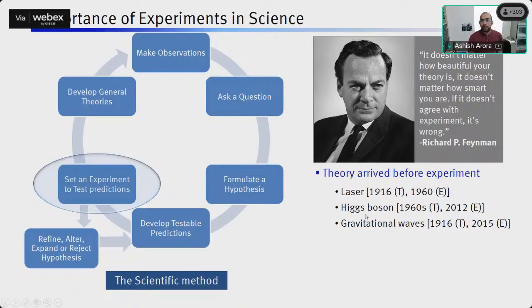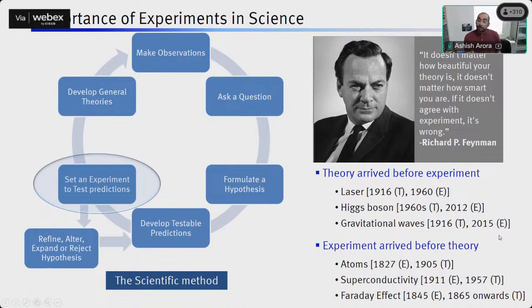Similarly, there are more interesting examples such as the Higgs boson. The theory was developed around the 1960s, but the experiment, as all of us know, arrived in 2012. Similarly, gravitational waves, again Einstein: the theory was in 1916, but the experiment arrived 100 years later, in 2015, for which there was a Nobel Prize. It happens the other way also in science.